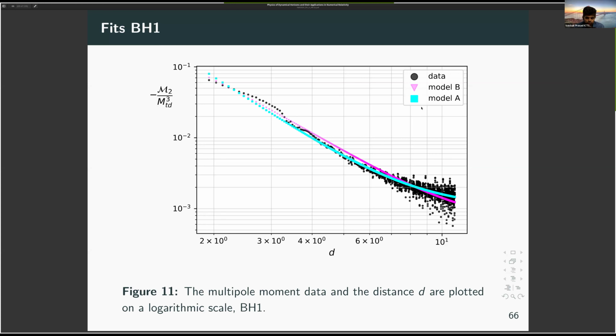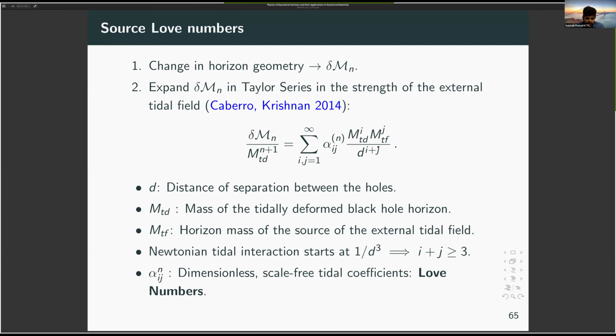And what is shown in cyan and magenta are two different models, each one involving one particular term in this expansion. The cyan model actually involves a leading order expansion, the expansion goes from 1 to infinity. It's an expansion in 1 by d. So if you think about it, the leading order contribution should be 1 by d cubed because of the tidal fields.